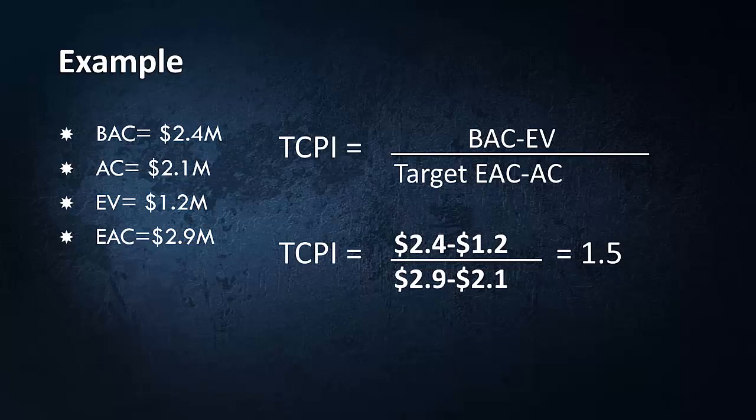Now, in order to assess whether this estimate that Brian came up with is reasonable or not, what do I need to do? Yes, I need to compare my TCPI with the CPI. So let's see what CPI is. CPI is basically earned value over actual cost. So if I do that calculation, it gives me the CPI of 0.57.